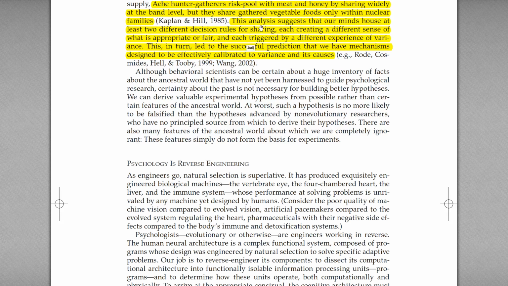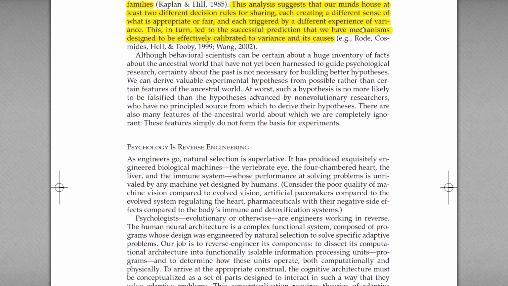It's actually very interesting because we also have different kinds of perception of sharing. For example, as they say here, meat and honey was shared widely with the band, but vegetable foods, that were plentiful. We had vegetables everywhere, right? You can just go out and find them. That was only shared with the nuclear families because they can get their own vegetables, while we needed to share the meat because it's not every day we had new meat. So we have these different instincts for different kinds of sharing that we also need to understand.